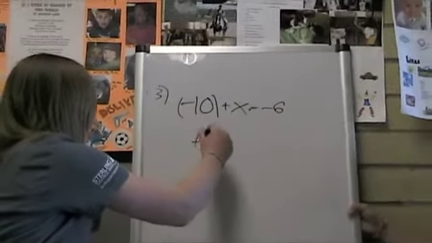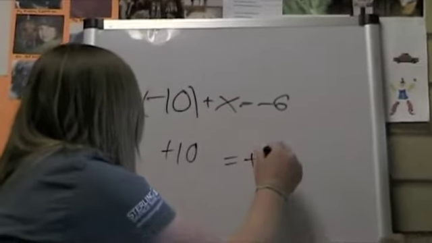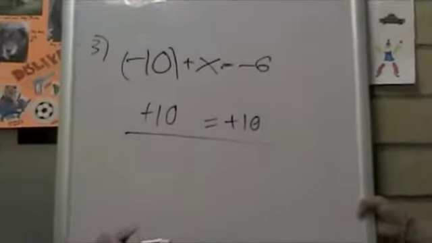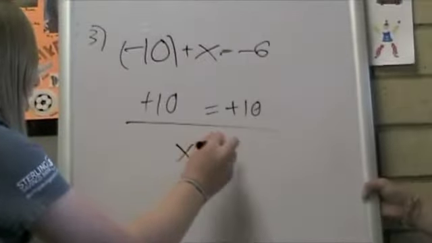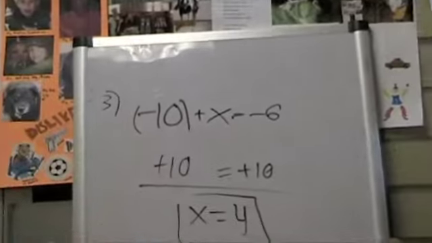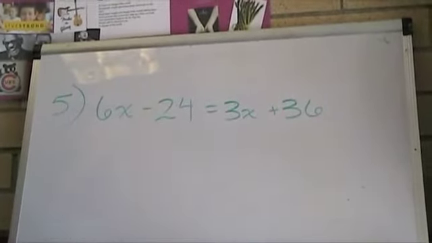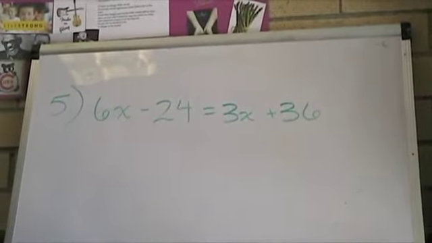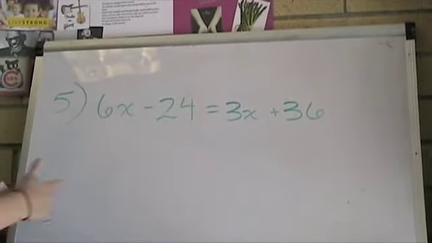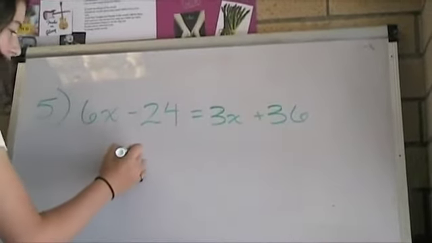I'm going to add 10 to each side, which is x equals 4. That's the answer. Okay, problem number 5: 6x minus 24 equals 3x plus 36. First, we're going to take away the 24.